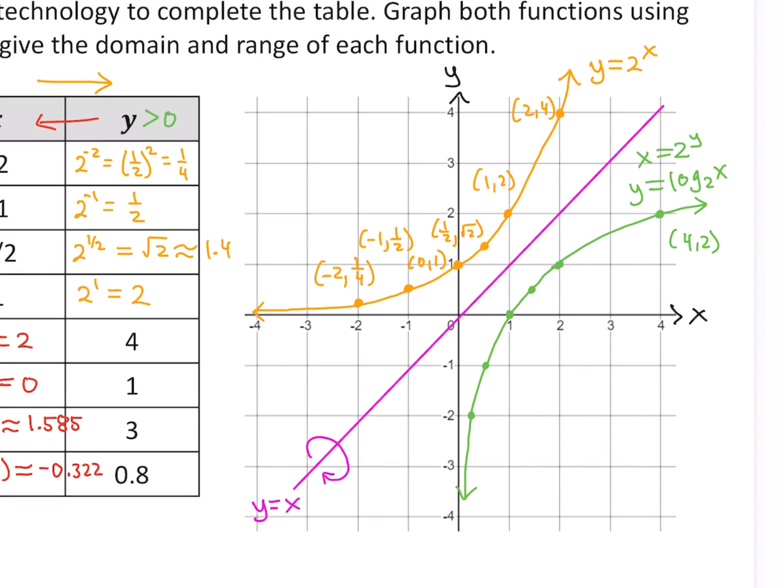Further, notice the domain and range of the orange graph: the domain is all real numbers, and the range, the y-coordinates, must be positive only. Well, when you switch the x and y coordinates and regraph, the domain and range switch. So it's now the domain that is positive numbers only, and the range that is all real numbers. You can see that visually from the green graph. This green graph only contains points where the x-coordinate is positive, but where the y-coordinate can be any real number.